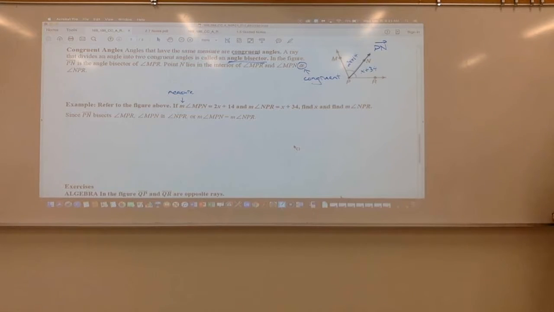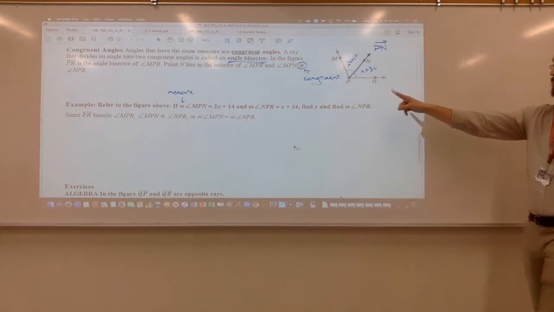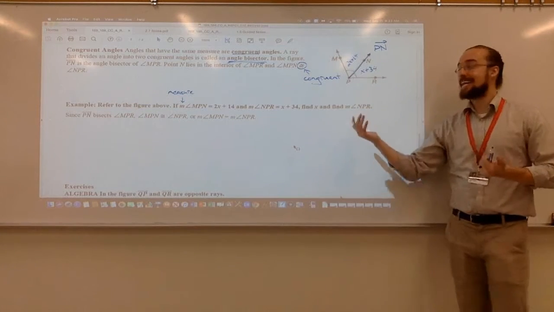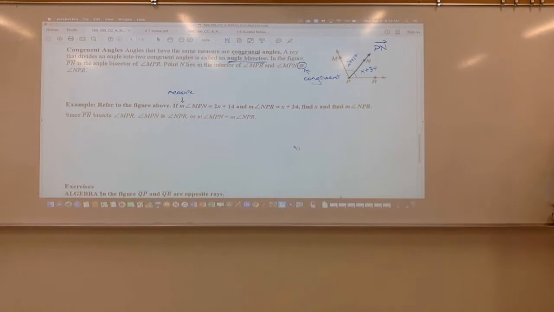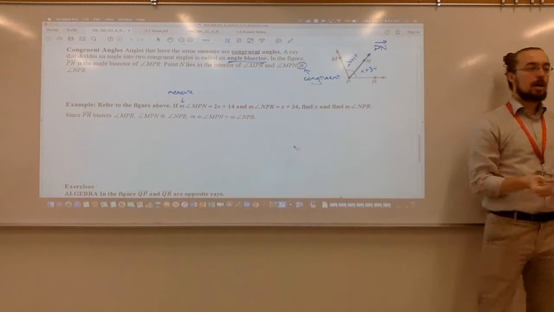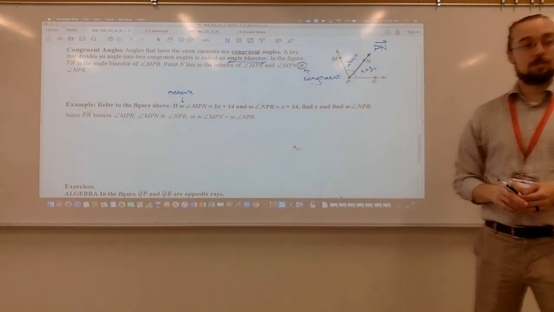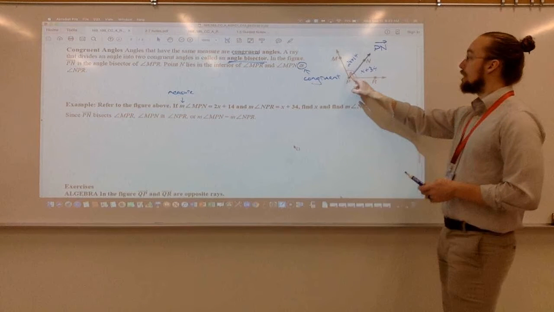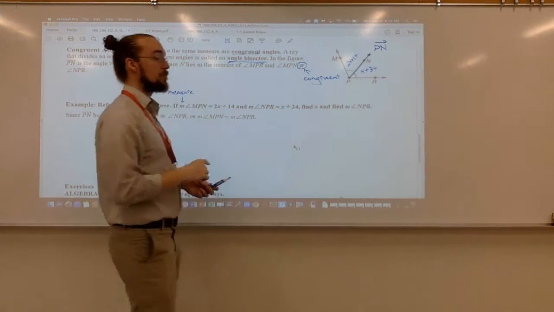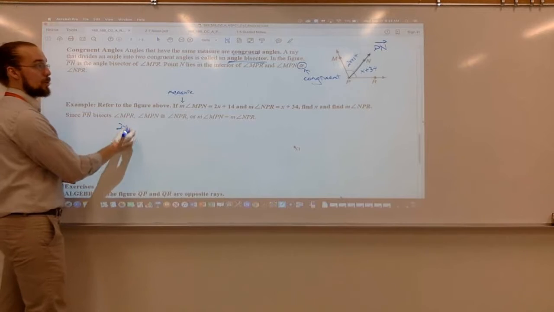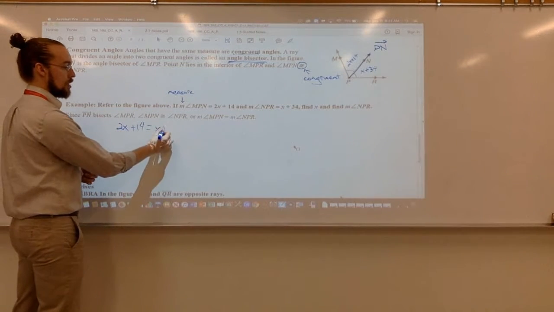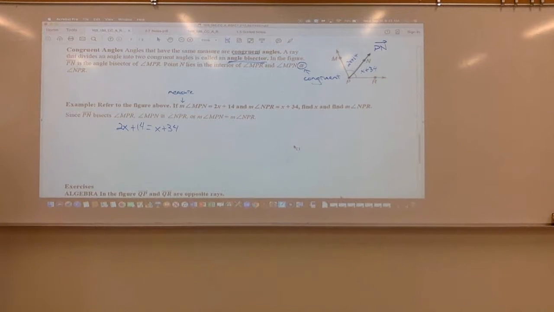We want to set up and solve an equation for x. What we know is that PN bisects, or cuts in half, this larger angle. So how could we set up an equation here? If I have expressions for each half, for each angle that's created, how could I set up an equation that relates those? Exactly, if those are going to be equal. So I'm just going to take these expressions and set them equal. So 2x plus 14 equals x plus 34. Take a minute, solve that for me.